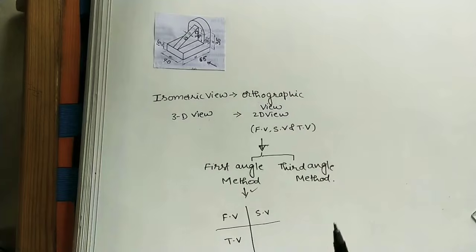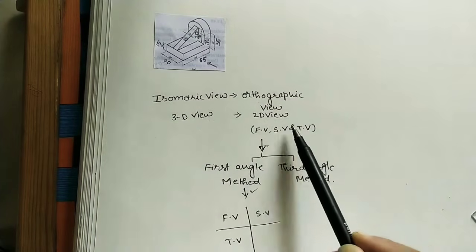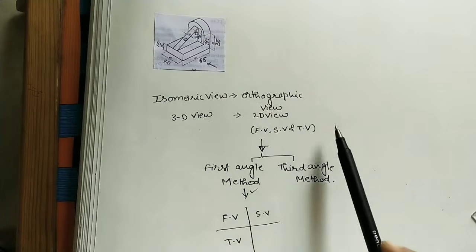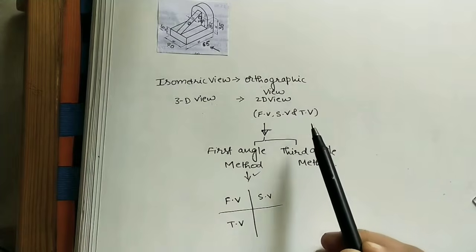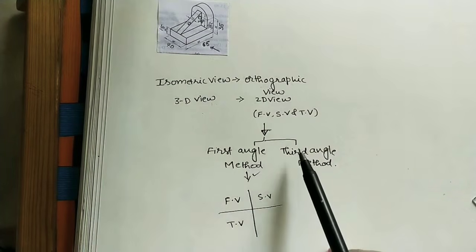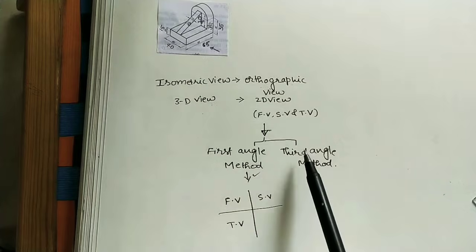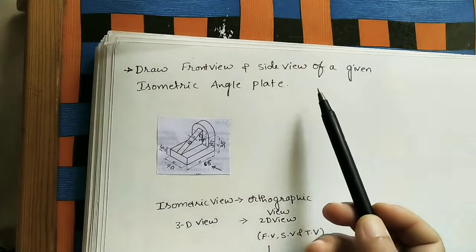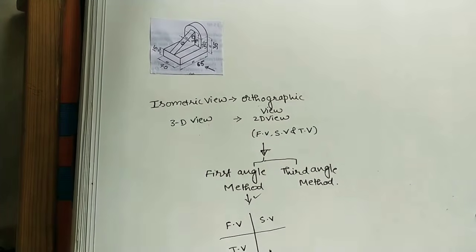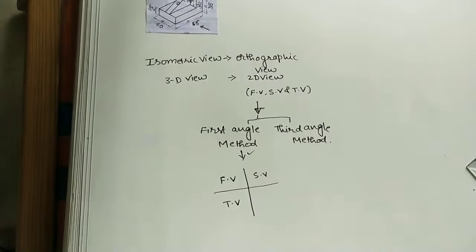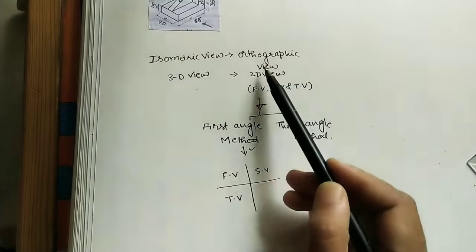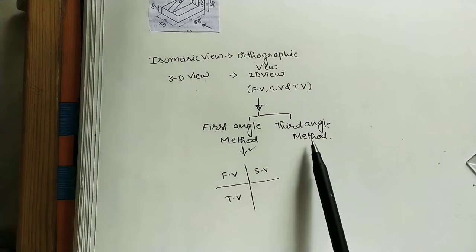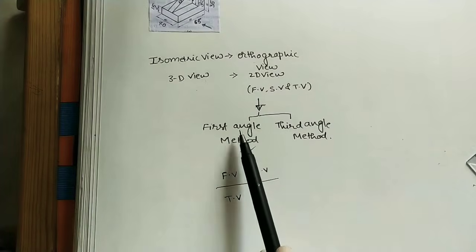Just now I told you the front view, side view and top view are what we call orthographic views. In this given question we need to do only the front view and side view. No need to do the top view. For doing these orthographic views we have two methods, first angle method and third angle method. We can take any method. In the given question they have not mentioned which method to follow, so we can take the first angle method. I will explain what the first angle method and the third angle method are in the next video. Please watch it. In this class we will take the first angle method.